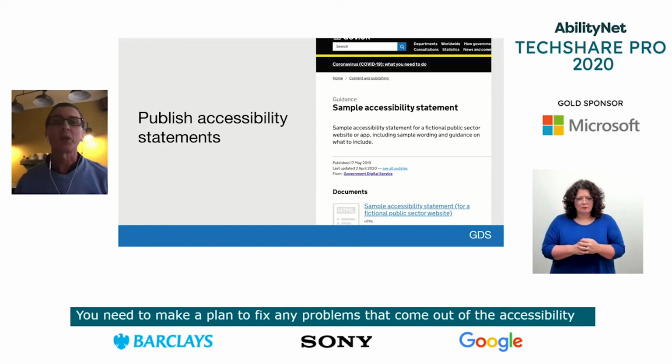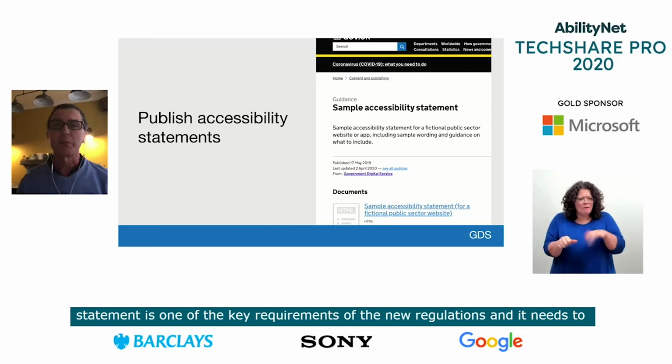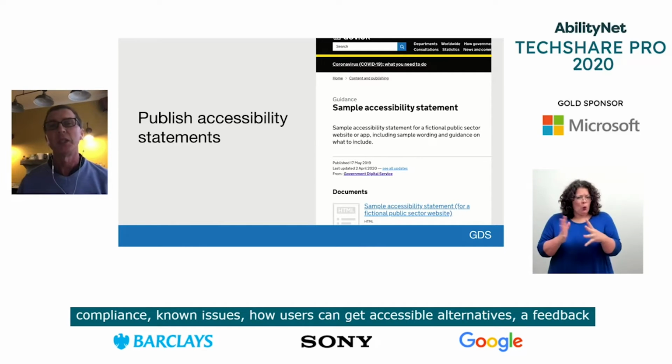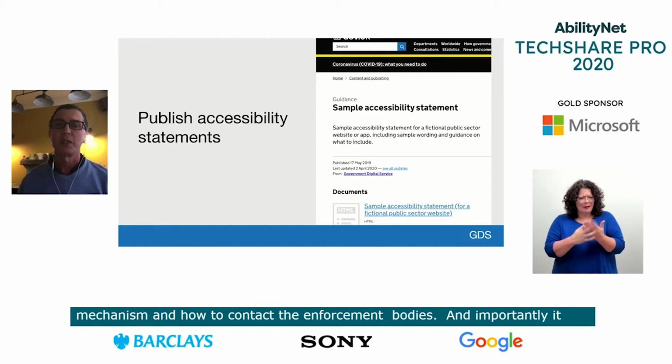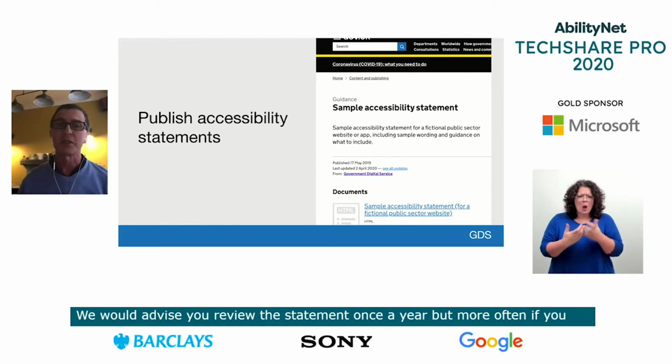Accessibility statements are one of the key requirements of the new regulations, and the statement needs to include a few things. Firstly, how accessibility was evaluated, the level of compliance, known issues, how users can get accessible alternatives, a feedback mechanism, and how to contact the enforcement bodies. And importantly, it needs to be regularly updated as and when you make changes to your website. We would advise you revisit the statement at least once a year, but more often, obviously, if you make substantial changes. There's a sample statement on gov.uk that can be used as a template to help website owners write their own.